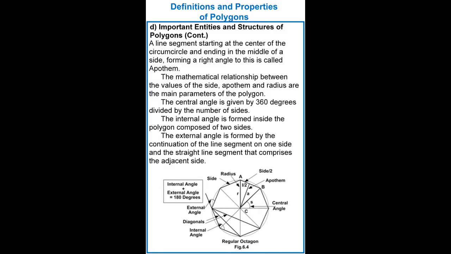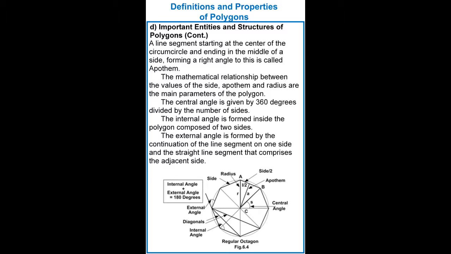In this slide, the important structures of regular polygons are still shown. A line segment beginning at the center of the circumscribed circumference and ending in the middle of the straight line segment, that is the side, at a right angle to it, is called the apothem. The mathematical relations between the values of the side, apothem, and radius are the main formulas of the polygon. The value of the center angle is given by the division of 360 degrees by the number of sides.